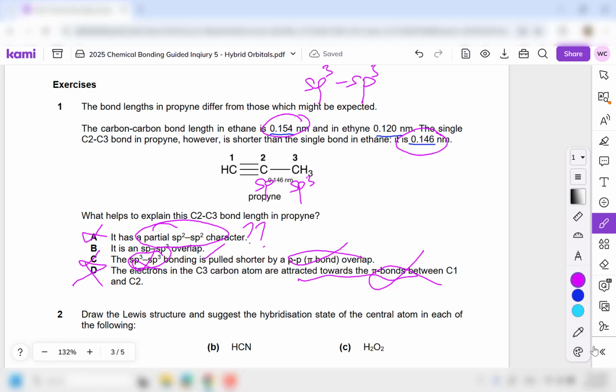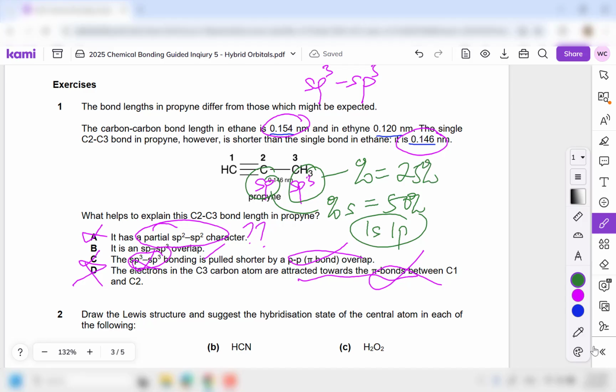Option B is the correct statement, but it doesn't help you to explain unless you unpack why it is that sp-sp3 overlap makes a shorter bond. So from here, we're going to unpack it a little bit. We are looking at percentage of s character. sp has 50% s character because it's made up of one s and one p. So out of the two orbitals, one of them is s, so 50% s character. For sp3, the percentage of s character is 25%, because out of the four orbitals, one of them is an s orbital.